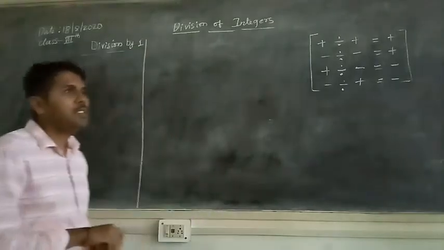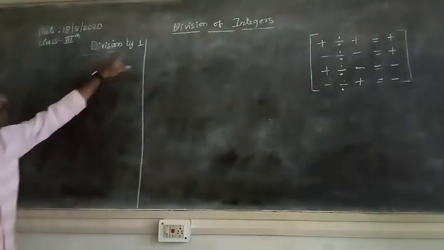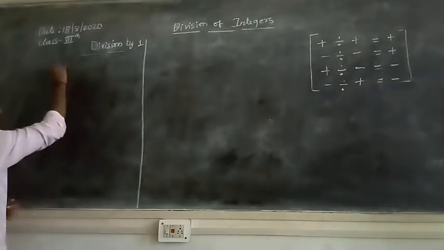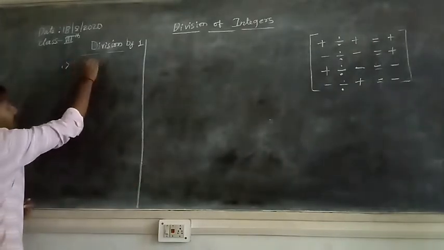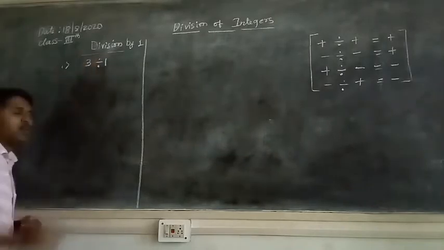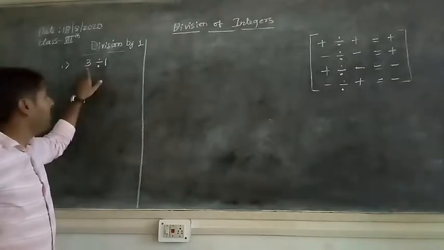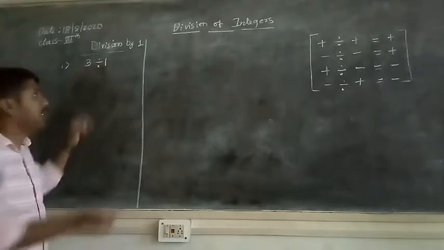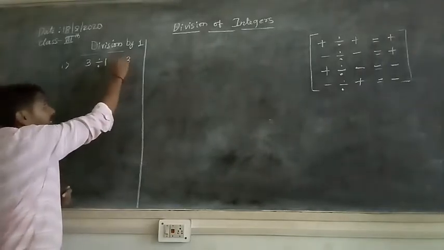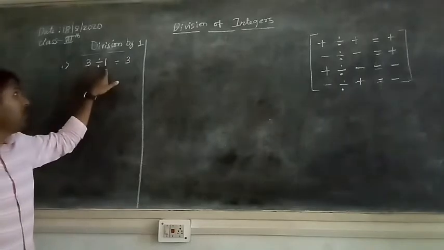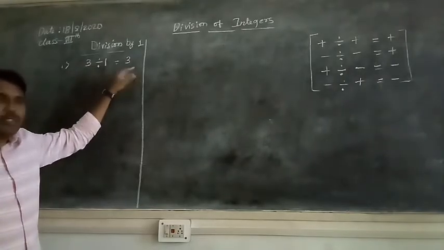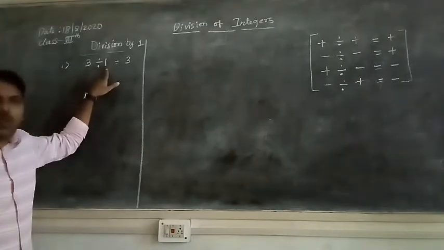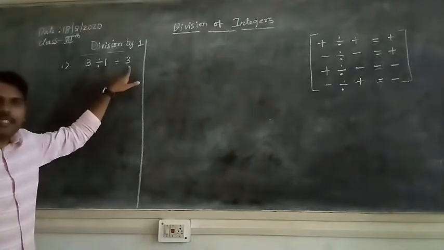So today's property is division by 1. Take any integer, so take 3 divided by 1. So what will we get as the answer? If we divide any integer by 1, we get the same integer. What is the answer here? Same integer means 3 only. 3 divided by 1 means 3 only. So how to write this? If we divide any integer by 1, we get the same integer.